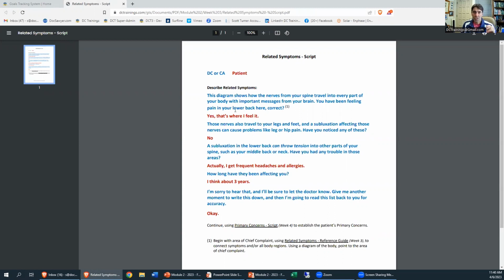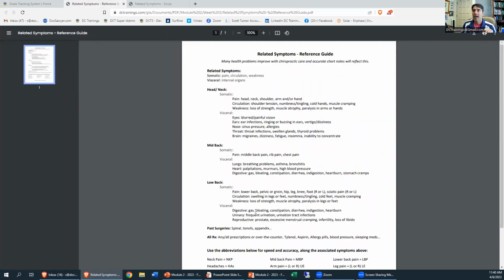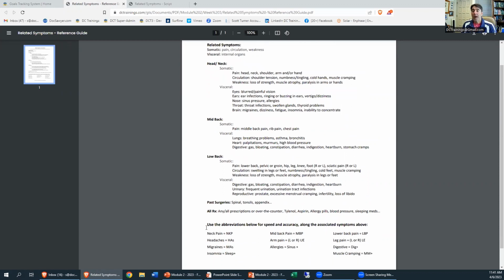So just know that this short little script is actually sort of the shoe in to the whole page of related symptoms. But with the new way that we've organized it and laid it out, I feel like the new way is really a lot easier to follow. And I'm referring to this one here, the related symptoms reference guide. I feel like this flow is a much easier way to follow. And then at the bottom, these are the abbreviations you can use so that when you are in the middle of taking the history or doing the consultation, you can very quickly write down symptoms without it taking a lot of time. So these are all the shorthand abbreviations for you at the bottom.